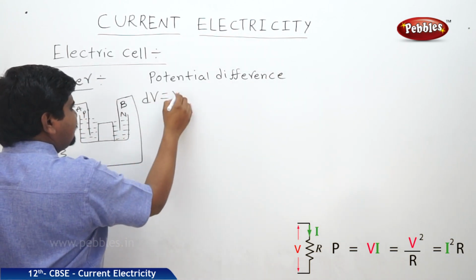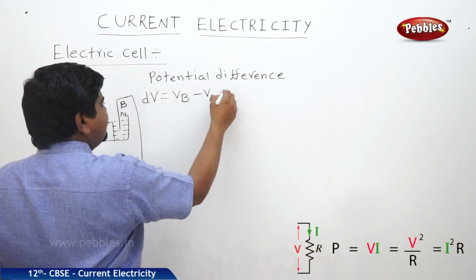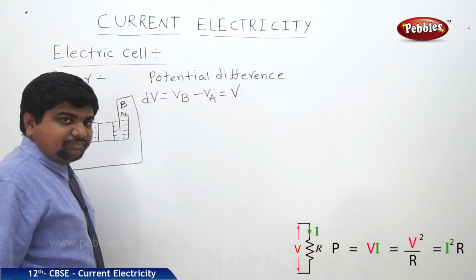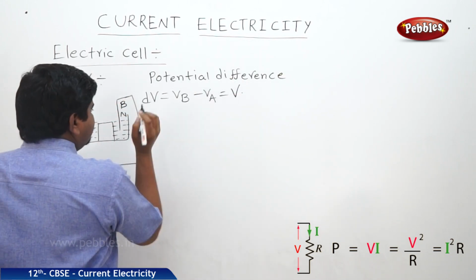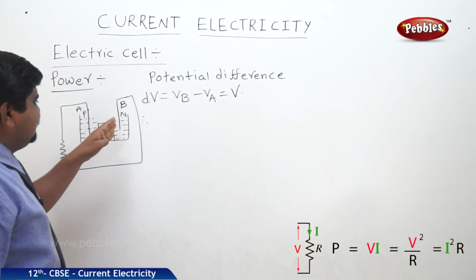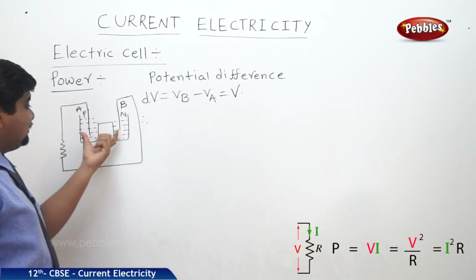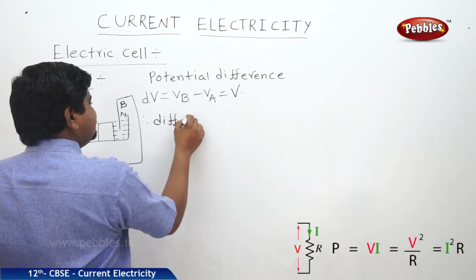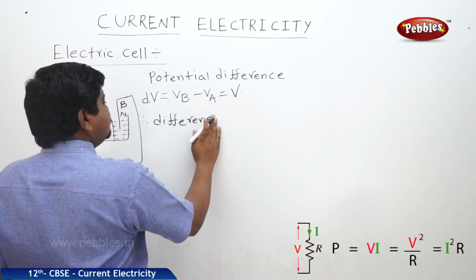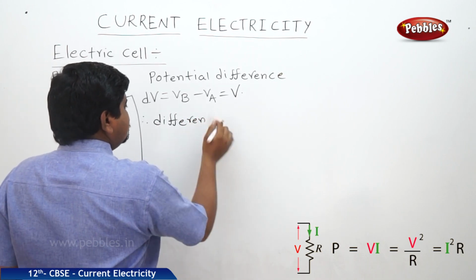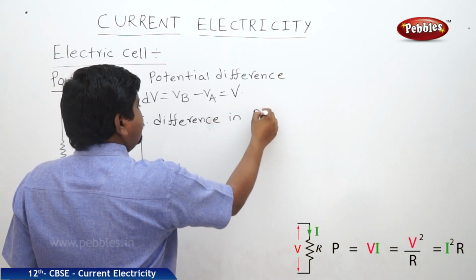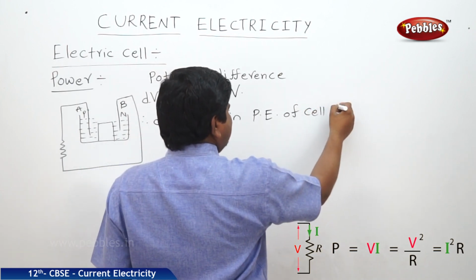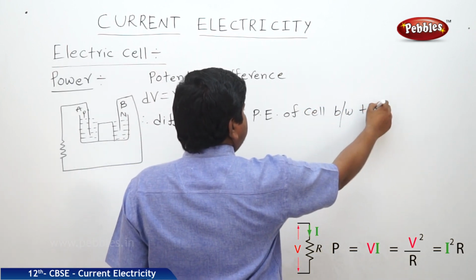dV is equal to VB minus VA. If this is very small, we can write VB minus VA is also dV. Then what is the potential energy stored between these two terminals, or what is the difference between the potential energies of these two terminals? Difference in potential energy of the cell between two terminals.